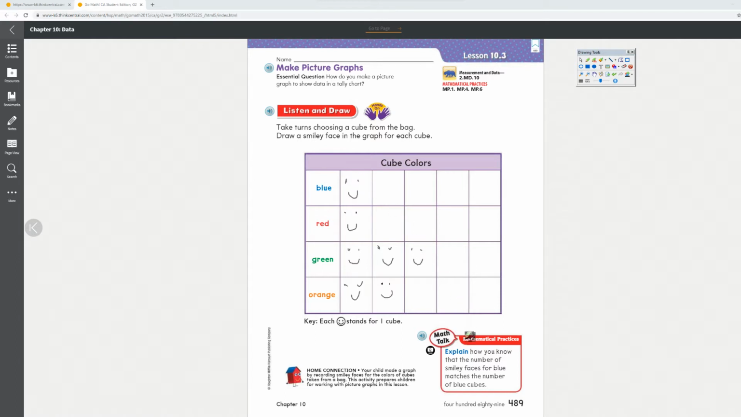So we're drawing happy faces for each category. Since I just pulled a blue one, we are drawing a smiley face in the box next to blue. I just got another blue, so I'm going to put another smiley face next to blue. And now I just got another green. Okay, I got another red. Another red. And an orange.